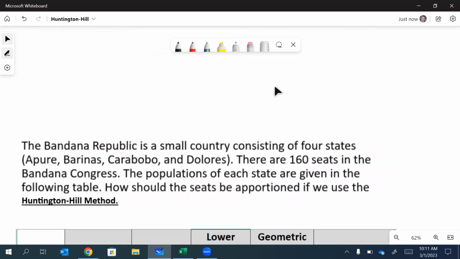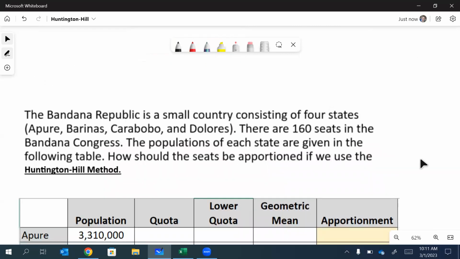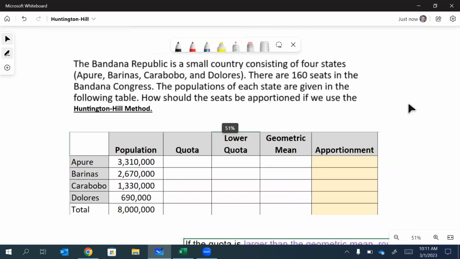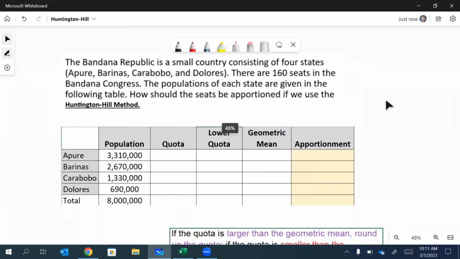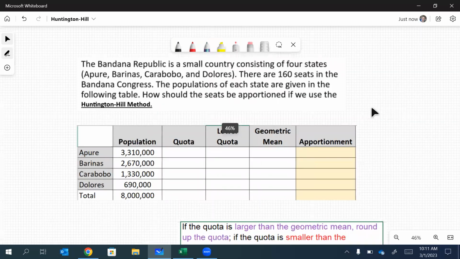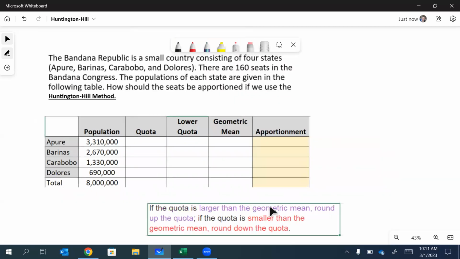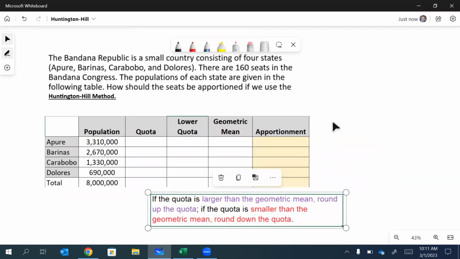This is one we've done before about the Bandana Republic. Remember, there's 4 states, and we're trying to give out or apportion 160 seats. In this example, the total population is 8 million. I'm trying to include the directions there below, the directions for comparing. And so we're going to start the same way. We're going to get the divisor by taking the total population, which is 8 million, and dividing by the 160 seats, and that gives us a divisor of 50,000.